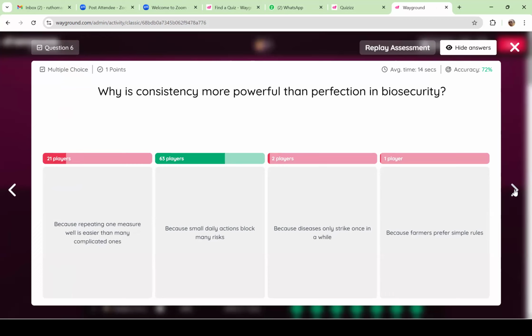If you tell a farmer, the action that I want you to do consistently is, let's say, have a foot bath, it is likely to prevent so many risks, disease entry risks, among other risks that may occur on a farm. So this is something that we need, that is very, very key. Yes, it's easier than doing complicated ones, but consistency is key because we are trying to prevent many risks.